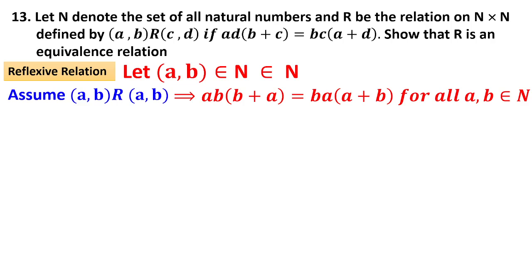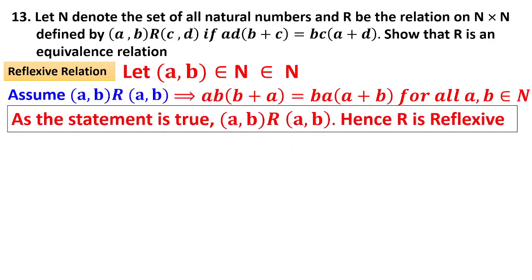Now remember how they have multiplied. A multiplied with D, first element multiplied with the fourth element, multiplied by the sum of the second and the third, is equal to, once again, second and third multiplied and first and fourth added. You can remember like that: for example, A, B, C, D, 1, 2, 3, 4. 1 multiplied by 4 multiplied by the sum of 2 and 3 is equal to 2 multiplied by 3 multiplied by the sum of 1 and 4. If you remember like that, it is highly useful in symmetric and transitive also. I have used it. Very simple it is. Therefore, it is true. Therefore, it is reflexive.